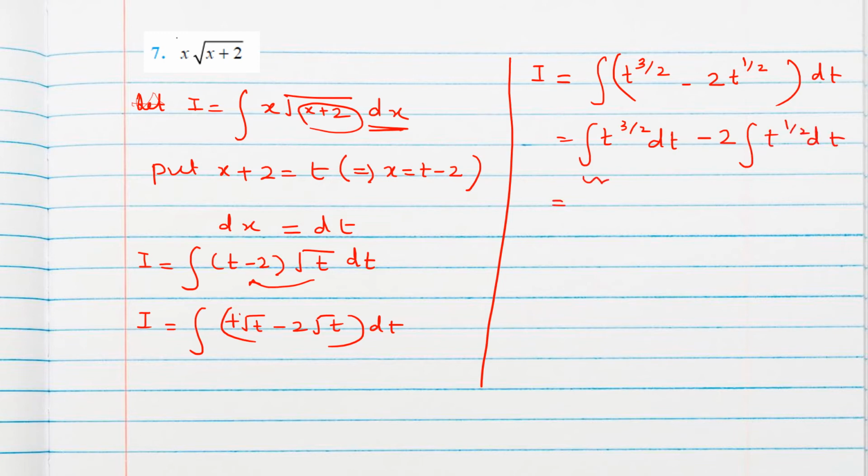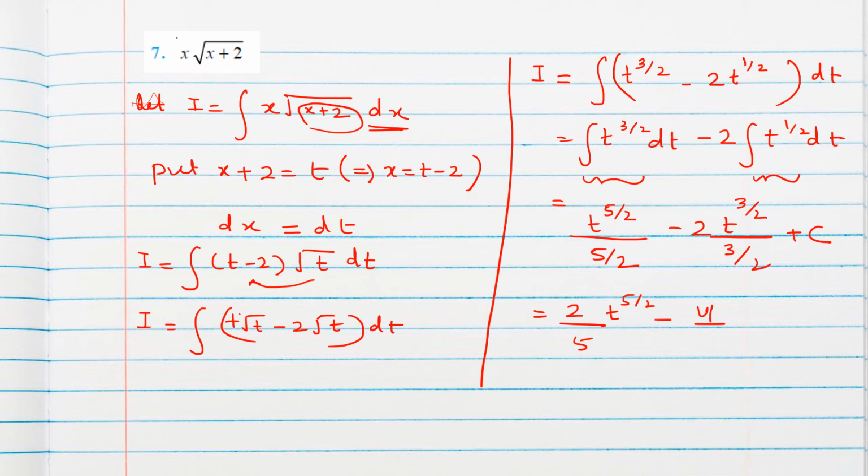So for both the integrals we can apply the power formula, that is, add 1 in power. So 3 by 2 plus 1 will give 5 by 2 divided by the same power, minus 2 times 1 by, add 1 in power, that means 3 by 2 divided by the same power, plus c. Now this we can write as 2 by 5 t power 5 by 2 minus 4 by 3 t power 3 by 2 plus c. Now resubstitute the value: 2 by 5 x plus 2 power 5 by 2 minus 4 by 3 x plus 2 power 3 by 2 plus c.